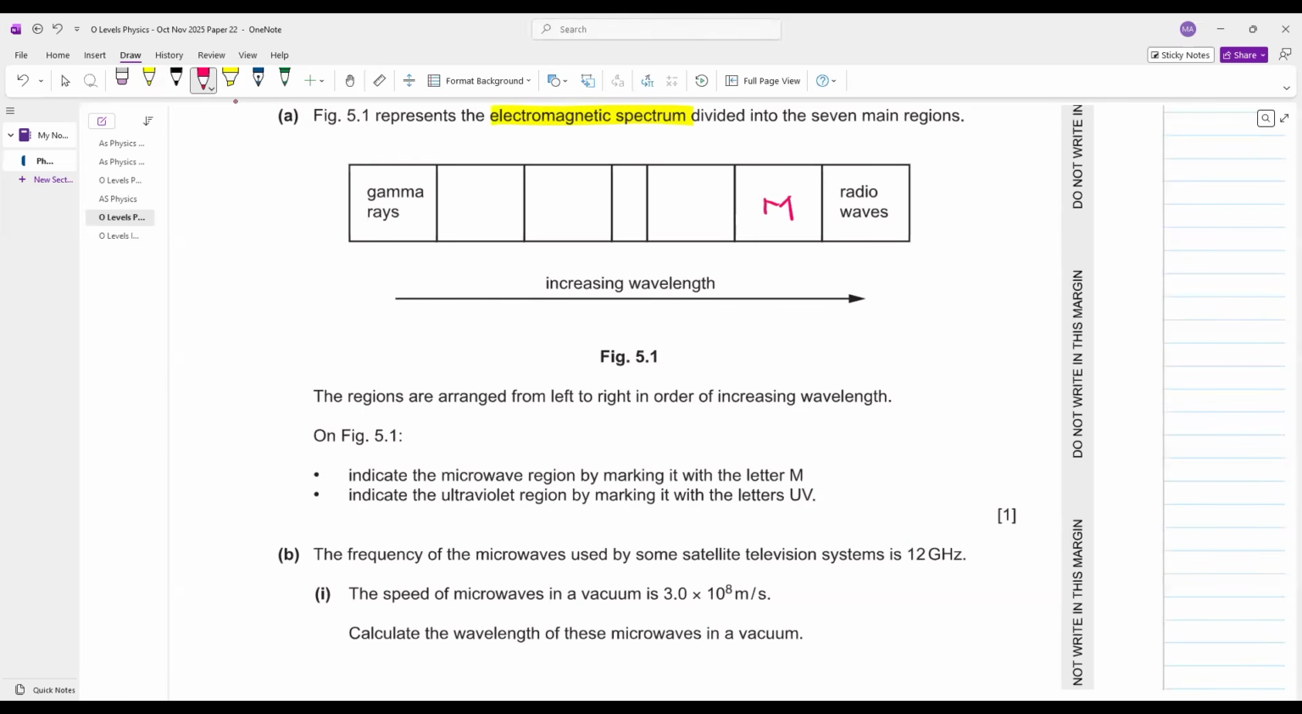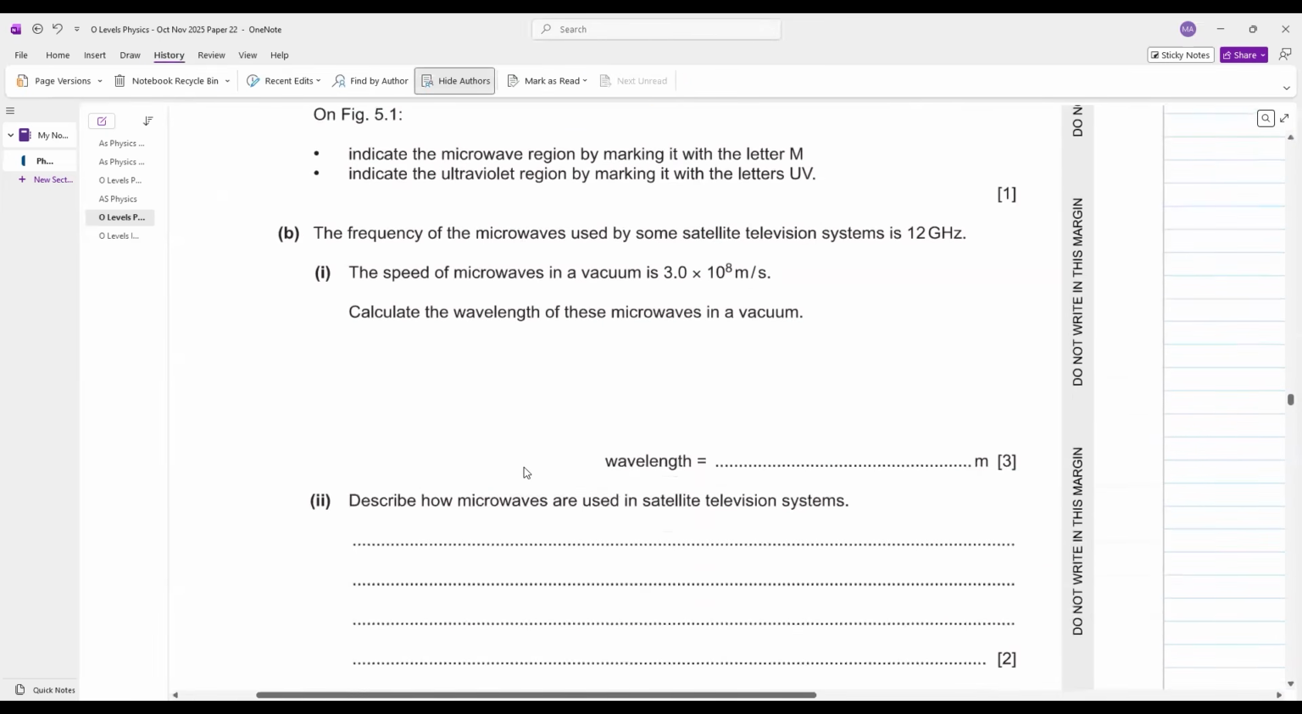Okay. Indicate the ultraviolet region marking it with letter UV. बेटा ultraviolet क्या होती थी? This is gamma rays. This will be what? X rays. Gamma rays की सबसे smallest wavelength. फिर X rays. फिर ultraviolet आती थी UV. So you will mark UV here. Erase this. Let's see this.